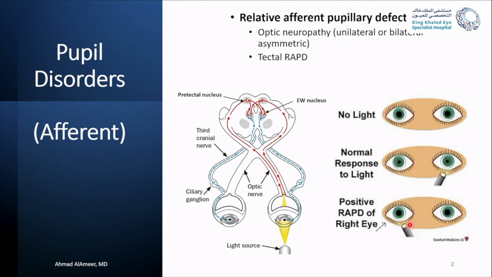Yes, in rare cases. It's mentioned here, tectal RAPD. When there is a problem here in the midbrain, mainly in the pretectal nucleus, because the pretectal nucleus is part of the pupillary light reflex. So when you have a lesion here, you might have a contralateral relative afferent pupillary defect with normal visual function. Clear? Good. You understand the tectal relative afferent pupillary defect? Good. طيب.